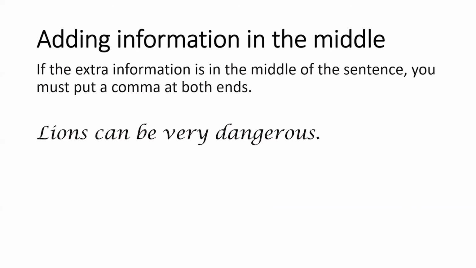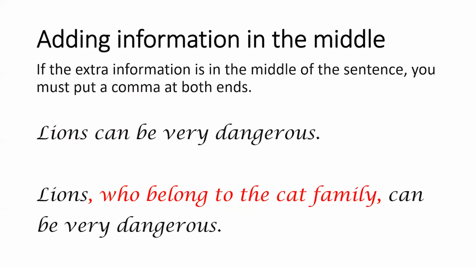Let's have a look at another one. So we've got a whole sentence, lions can be very dangerous. Makes sense on its own. I'm going to drop some information into the middle. Lions, who belong to the cat family, can be very dangerous. I've still got the whole sentence around the outside, but I've dropped in who belong to the cat family. And we've got commas here. It's got to be surrounded by commas.